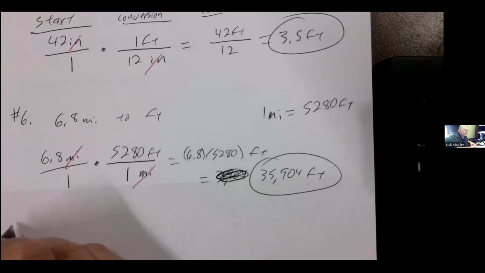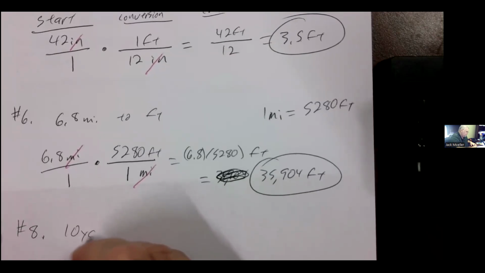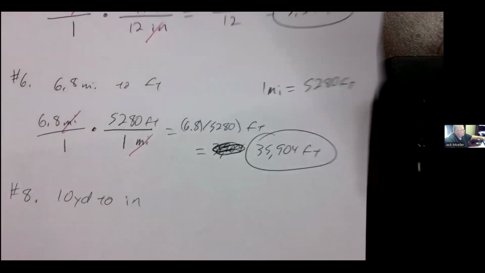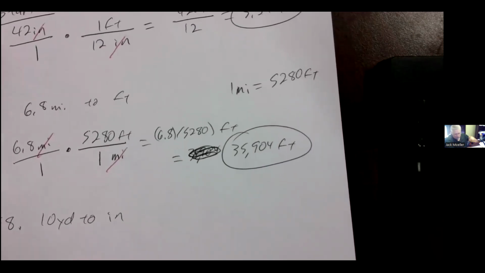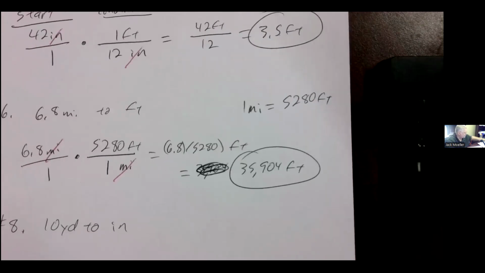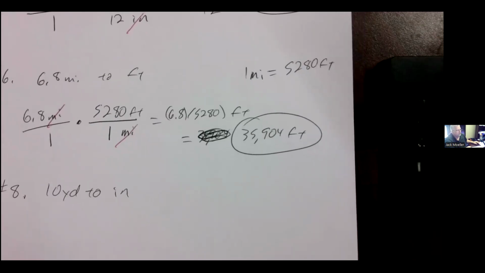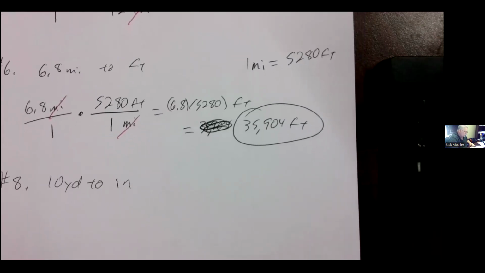So look at number 8. We have 10 yards to inches. Now, depending on how comfortable you are with that, you may have that number pop into your head right away. How many inches are in a yard? But let's do this. Let's assume that we don't know that there's 36 inches in a yard. So how would we get to this answer?